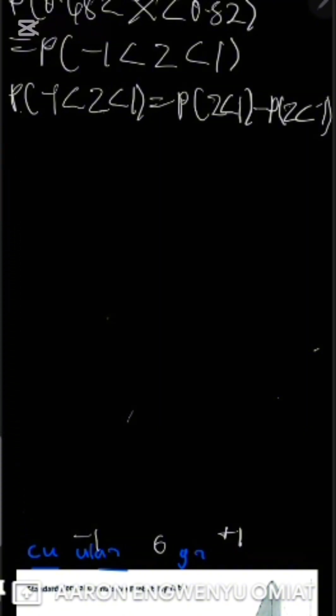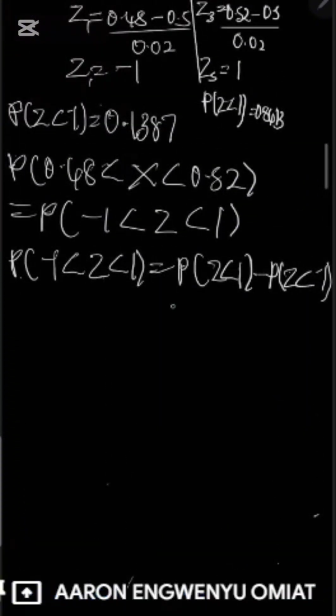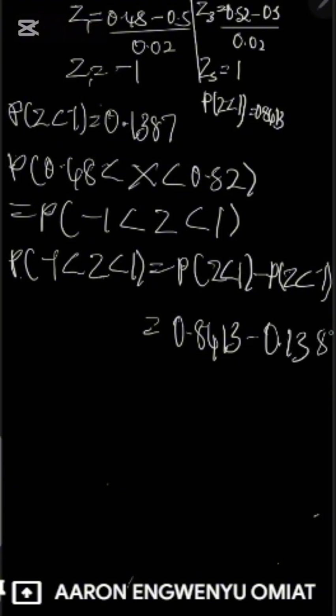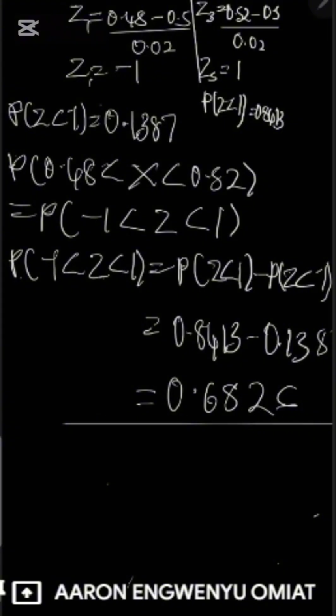Okay. So our values, we remember them very well. This one was 0.8413 minus 0.1387, and Ibrahim told us the answer is 0.6826. This is the actual working to be done.